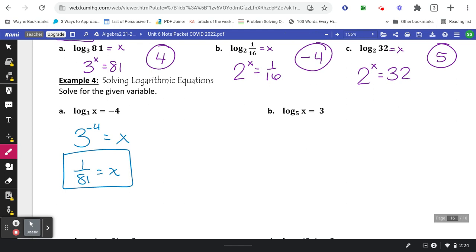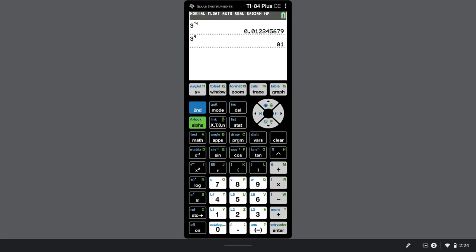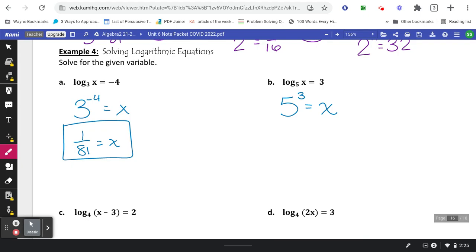Part B, first, last, second. So we'll evaluate 5 to the third. Type that into your calculator. 5 to the third is 125.